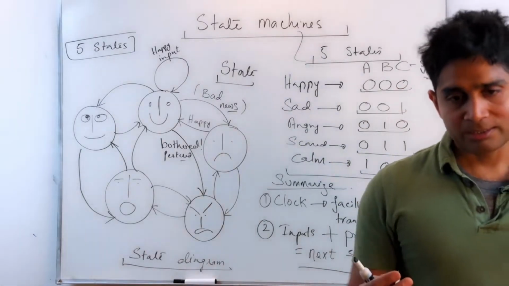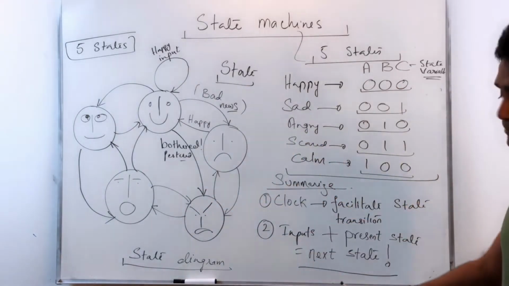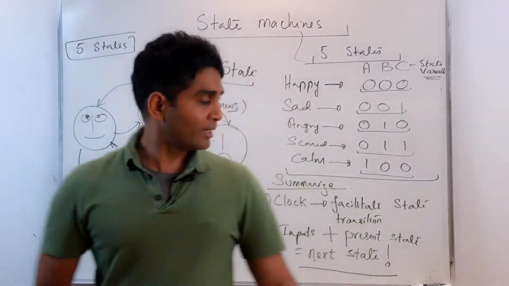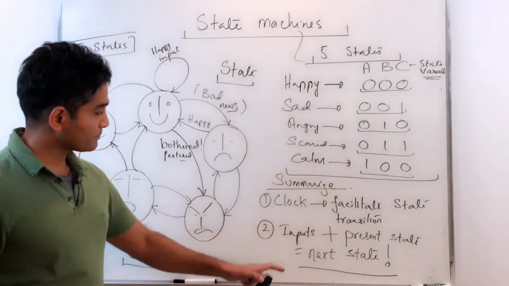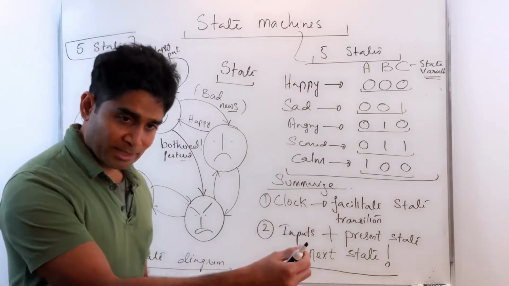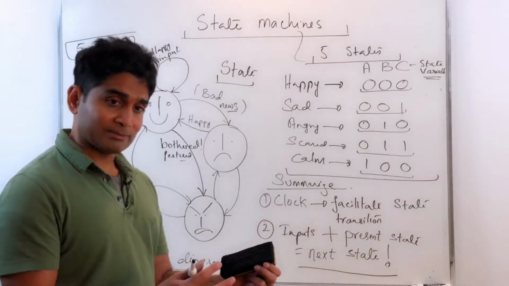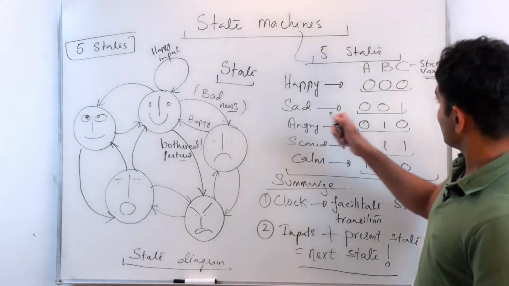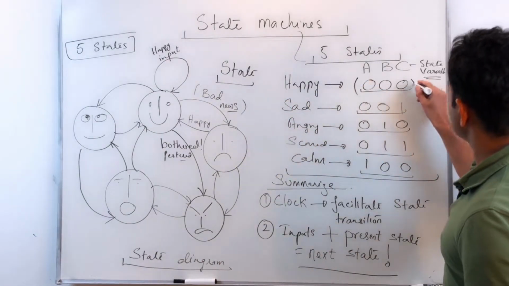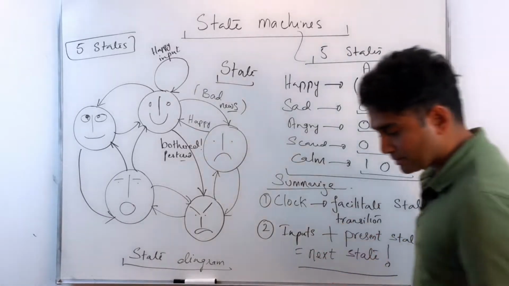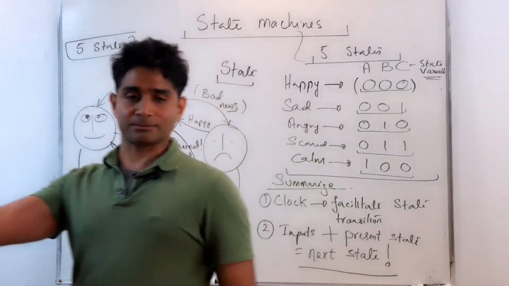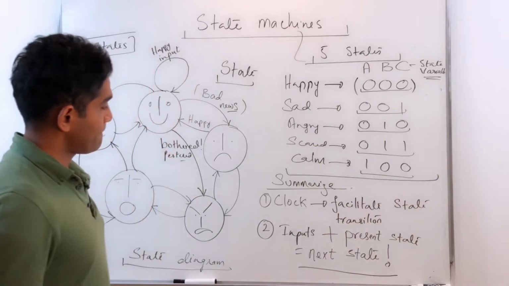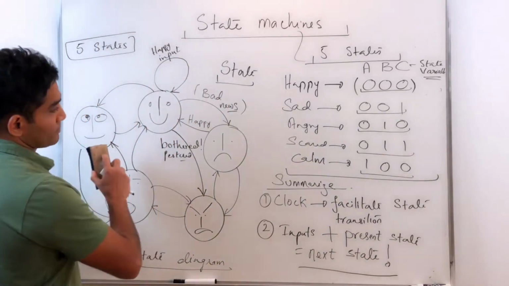Okay, so these are the two important characteristics of state machines. It is the clock that facilitates state transitions or movement in time, advancing the time for the machine, and it is the inputs and the present state combined. So the inputs have to be combined with the present state, which are again basically unique binary codes, to produce the next state, depending on how you want to configure your state machine. All right, so that's very good.